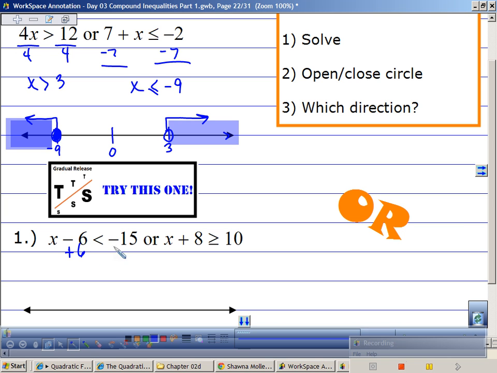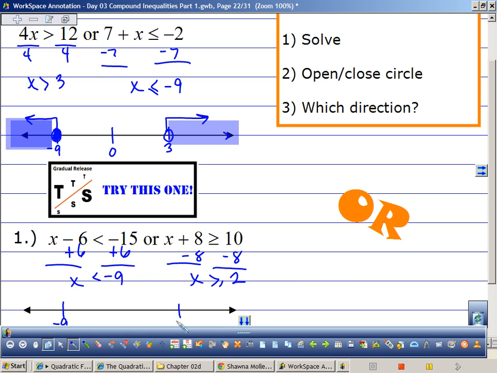Add 6 to both sides. So what'd you get? Less than what? Positive 9 or negative 9? Negative 9. Good. Subtract 8 from both sides. X is greater than or equal to 2. So I've got a negative 9 and a positive 2.